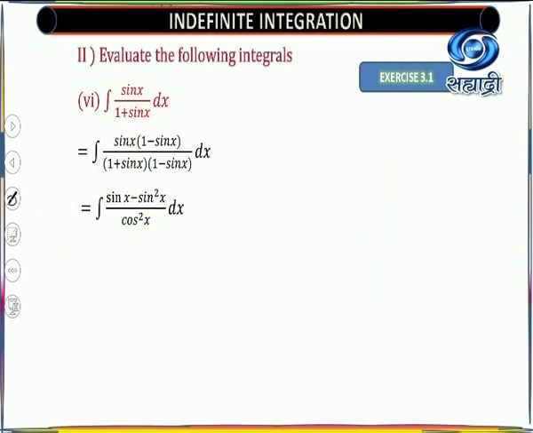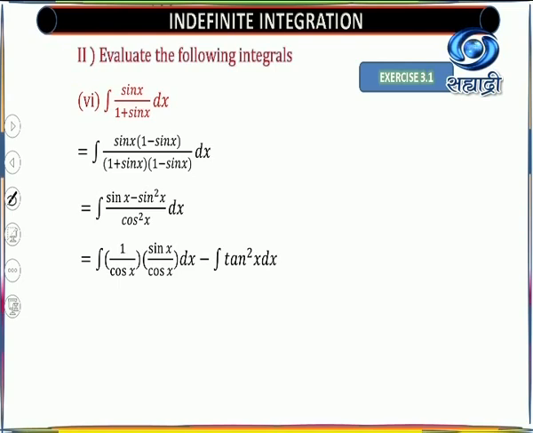You are multiplying sin x by 1, you will get sin x. Then you are multiplying sin x by another sin x inside the bracket, that gives you minus sin square x. Okay. Now what is next? Next, you have to take the factors, that is nothing but sin x minus sin square x.